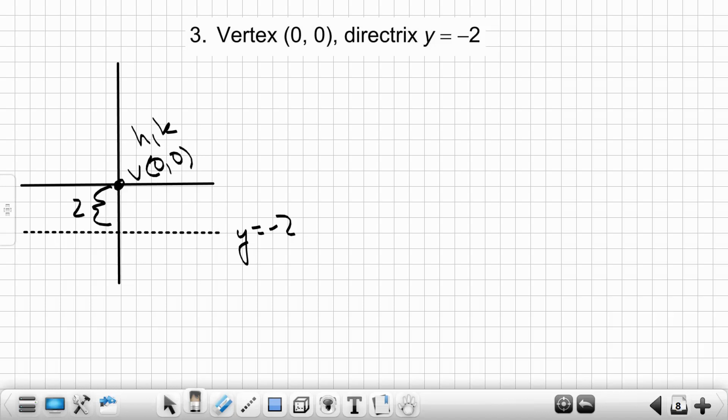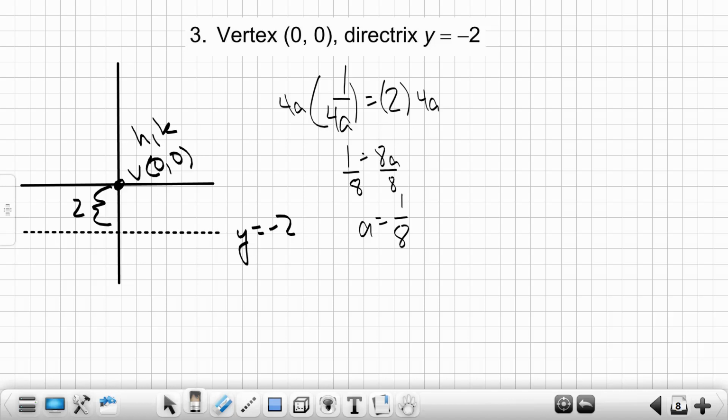H and K are 0, 0, so 1/4a equals 2. So multiply both sides by 4a. 1 equals 8a. And it opens away from the directrix, and it's going to open up. Right? So it's going to be a y equals.